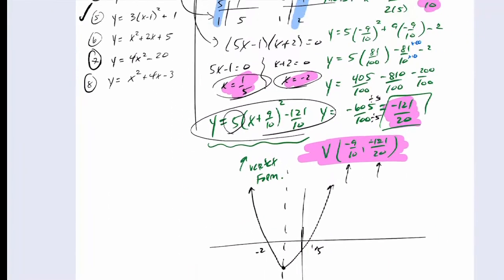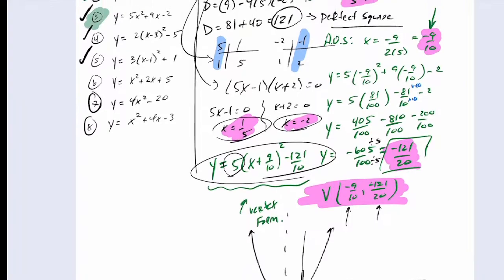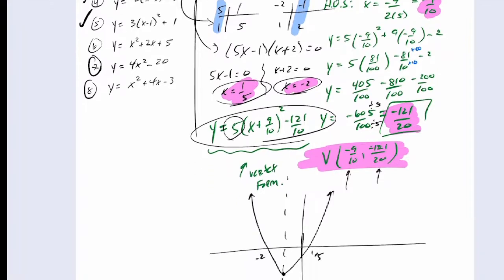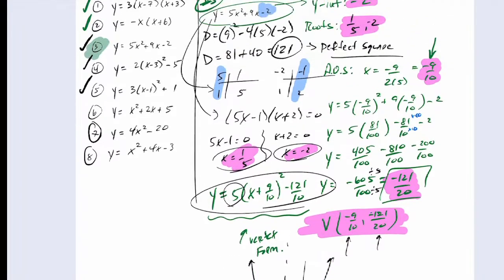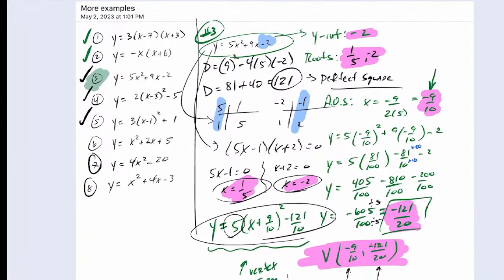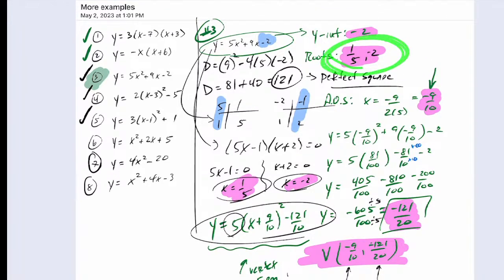Here's question 3. Well, in question 3, the x and y coordinates of the vertex were negative. So I'm in this quadrant here, and it opens upwards. Now, what I did was, because we already found the roots, I know one root is positive and one root's negative.